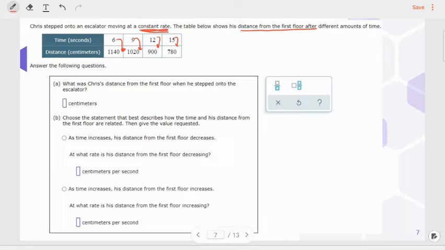So here's the first question. Part A, rather, asks what was Chris's distance from the first floor when he stepped onto the escalator? Now, how could I figure out what that is? Well, I need to remember that what I'm trying to do is find out, and I'm going to continue my table this way. I want to figure out how far he was at 0 seconds, because 0 seconds means he hasn't traveled at all. He's just where he started. So I need to work backwards.